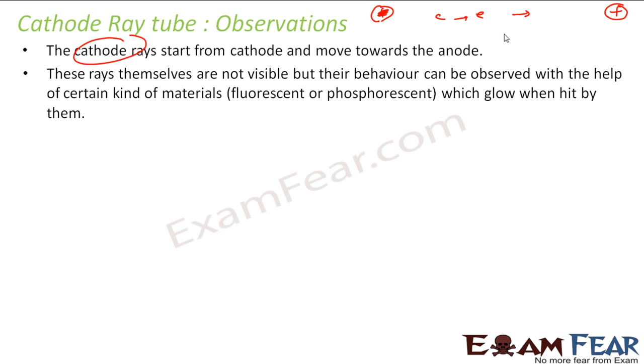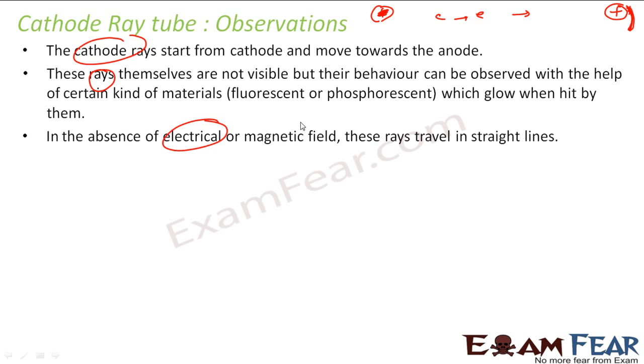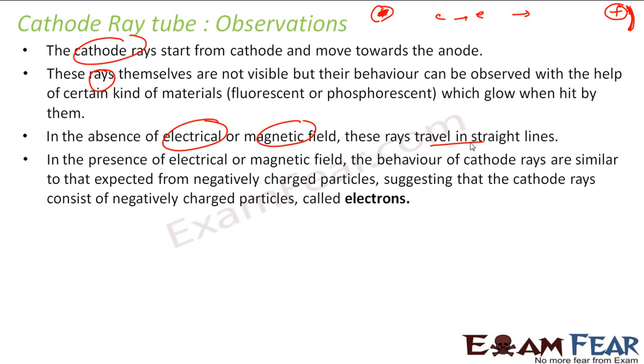The rays are not visible, but when they strike the fluorescent material we have put here, the phosphorus, it glows. That means the ray is not visible, but you can detect it by making sure that the ray hits the fluorescent material. In the absence of any electrical or magnetic field, they travel in straight lines. That's what he observed. If he applied an electrical or magnetic field, the behavior of cathode rays was similar to what is expected of negatively charged particles.